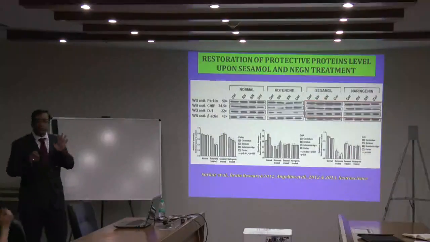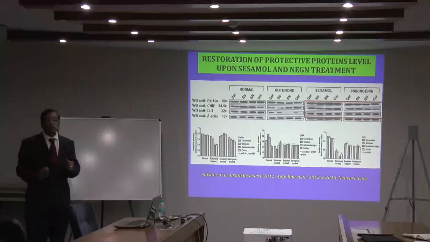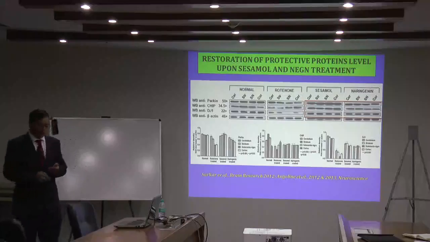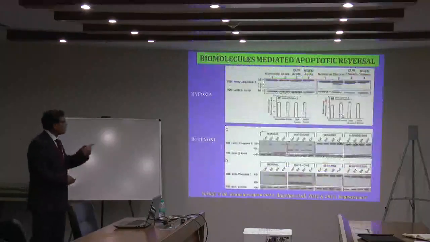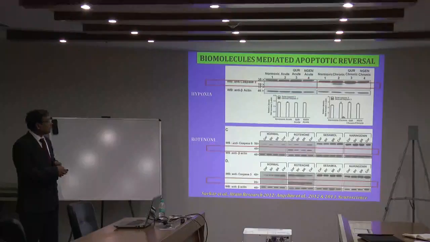Now, as I said, we used rotenone. If it follows the apoptotic pathway, what would happen at the caspase level? Here, in the upper panel, is the hypoxia-mediated neurodegeneration, and here is the rotenone. You can see that in chronic hypoxia and in rotenone treatment, we found cleaved caspase 3, which is the executioner, and caspase 9, which is the initiator caspase.